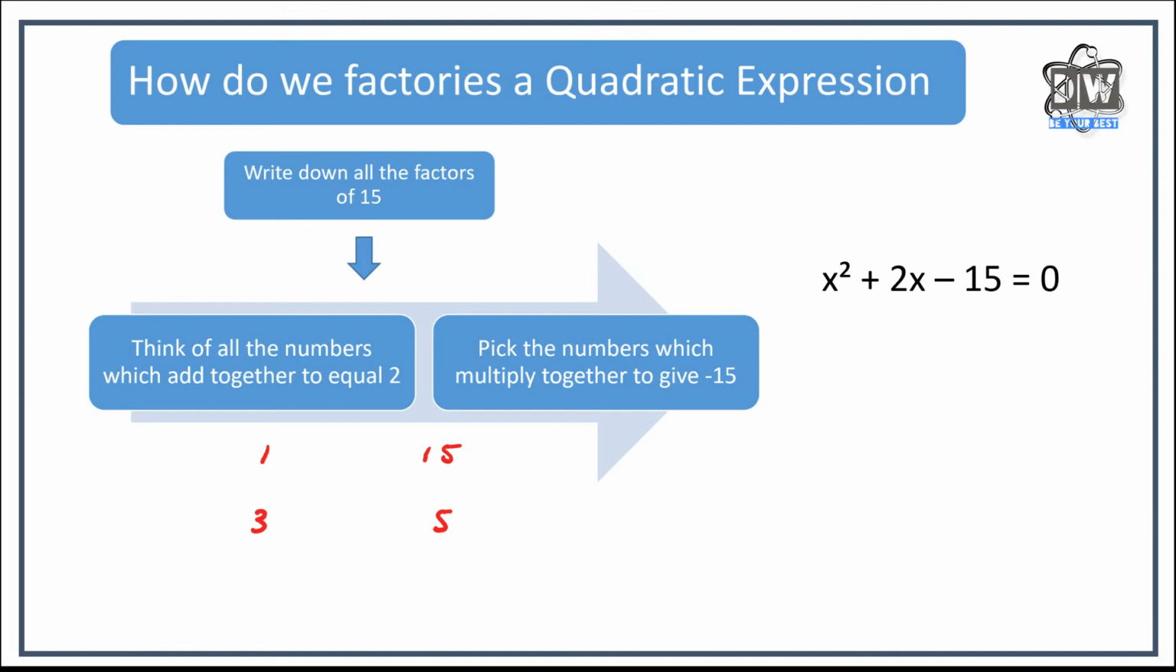And on this occasion, we're going to make the 3 a negative because minus 3 plus 5 equals 2. But we've got minus 3 times 5 equals minus 15 also. So bang those into the brackets. We've got the minus there and the positive there. And then our answer would be x equals either 3, to get us to 0, or x will equal minus 5 to get us to 0 on that bracket.